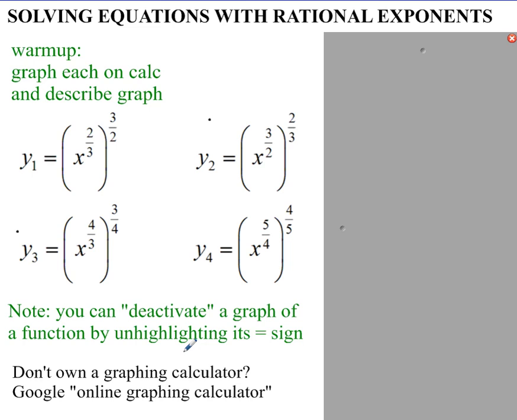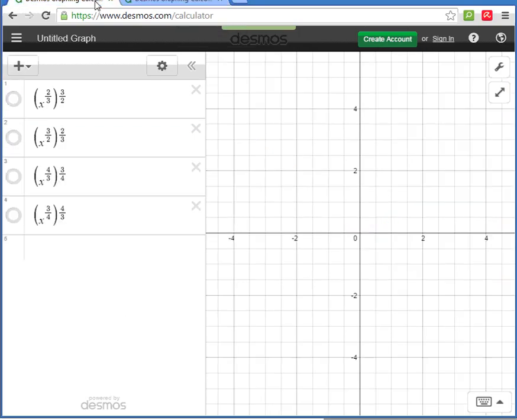Okay, so hopefully you've graphed each one of those. Now, if you're on your own graphing calculator, read what I've got in green here. It says you can deactivate a graph of a function by unhighlighting its equal sign. Just clicking on its equal sign will get rid of the graph, and you don't have to clear it. Just have it hidden for a moment. Okay, so I'm going to look at this online one right here.